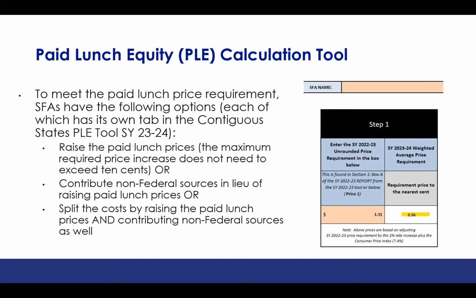And then the third option is to split the cost. Maybe if you need to raise your prices 10 cents, you choose to raise your prices 5 cents and then contribute non-federal funds for the remaining amount to make up for that other 5 cents. The recommended 23-24 weighted average price requirement in the PLE tool this year came out to be $3.56. Next slide.